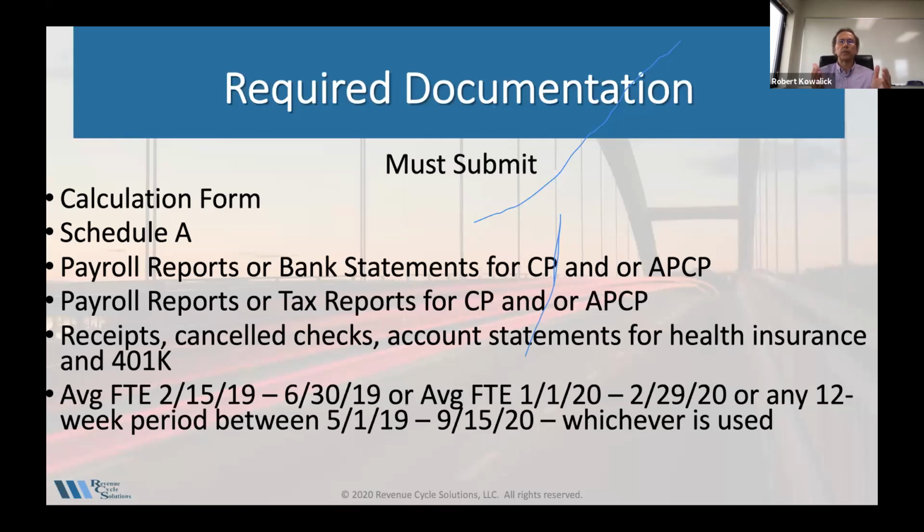You have to submit for all those pay periods, which pay period you're going to be using for your 56-day comparison period. So they've added this 3rd period in as a possible comparison period. So again, you're going to have to just go through and do the math in each of these periods: February 15th to June 30th of last year, January, February of this year, or any 12-week period between May 1st and September 15th of last year. Sorry, that's a typo. It's 9/15/19. You have to turn in your FTE math around whichever one of those you decide to use and put on your application.